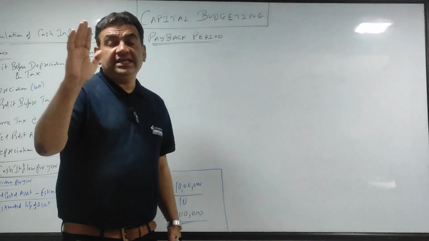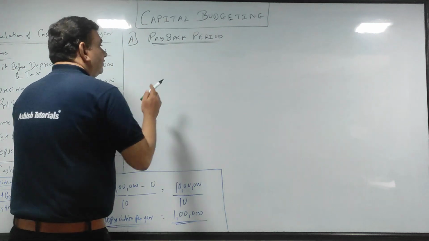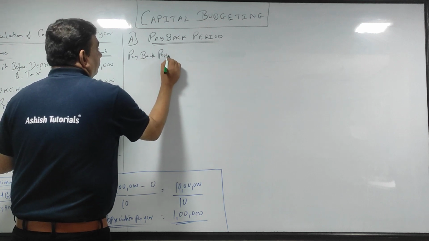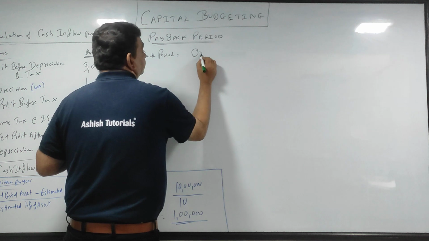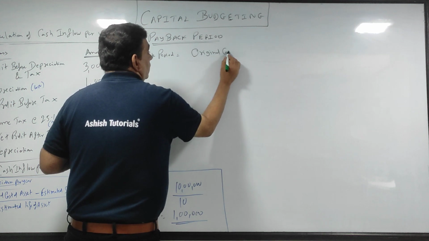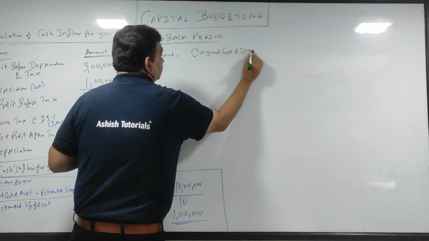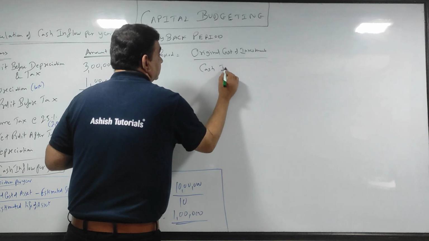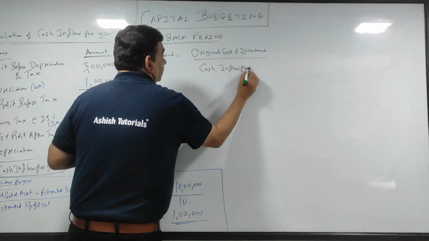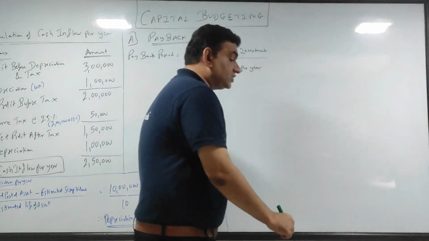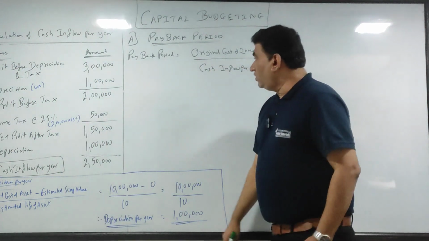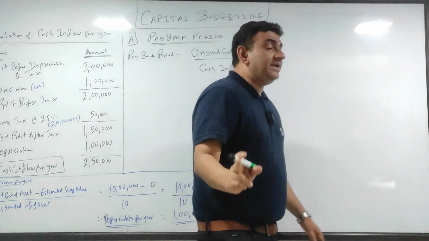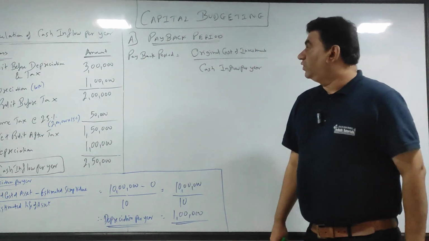So where my cash inflow per year is the same, the formula for payback period is, I'll write it in full. Payback period is equal to original cost of investment upon cash inflow per year. Payback period is equal to original cost of investment upon cash inflow per year.